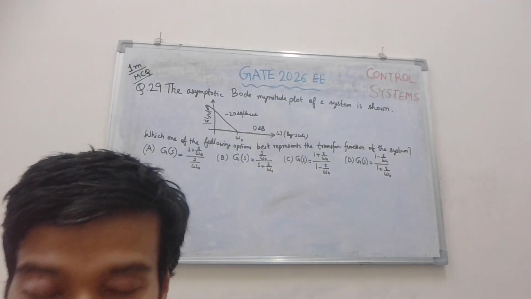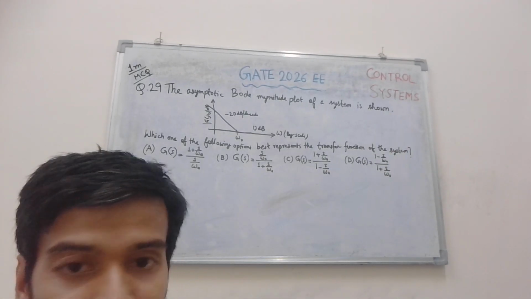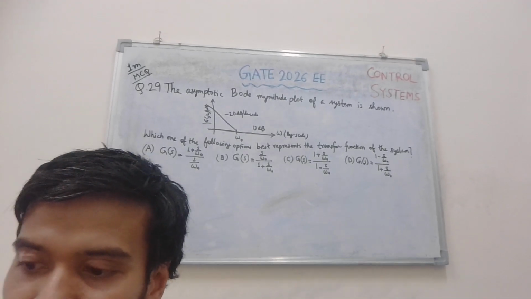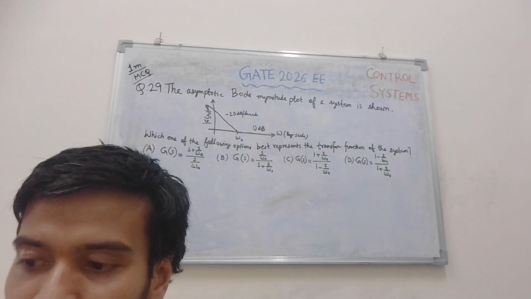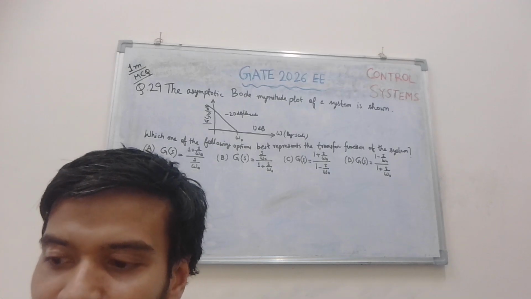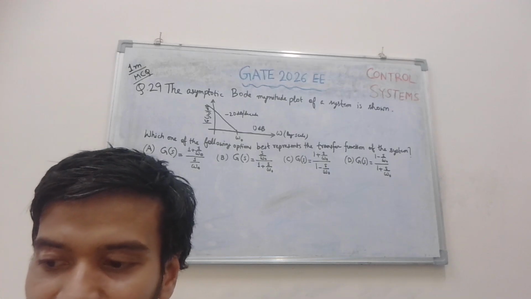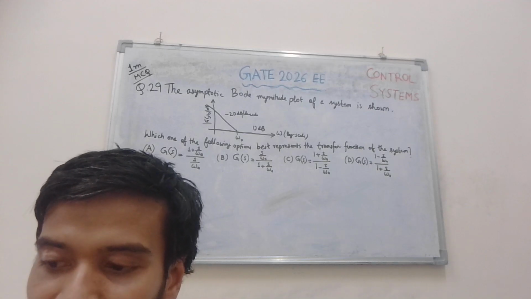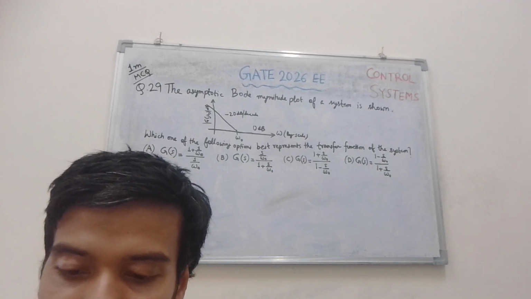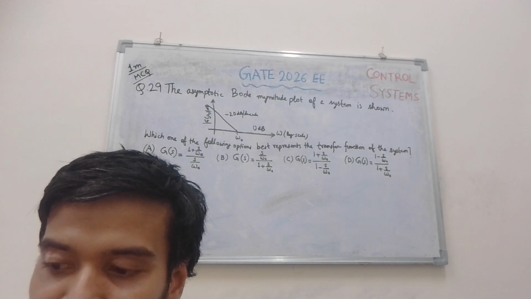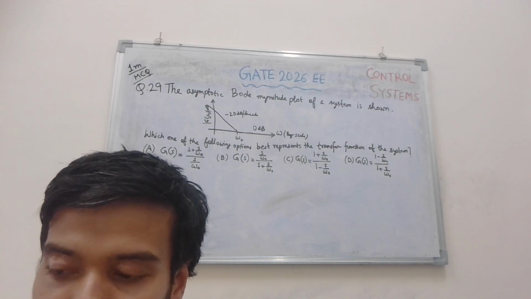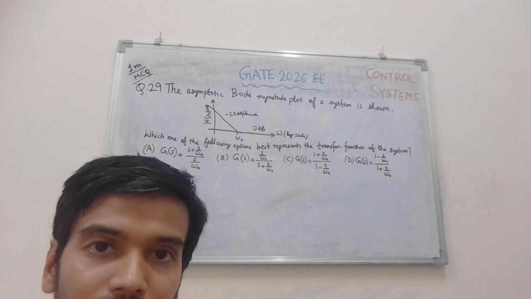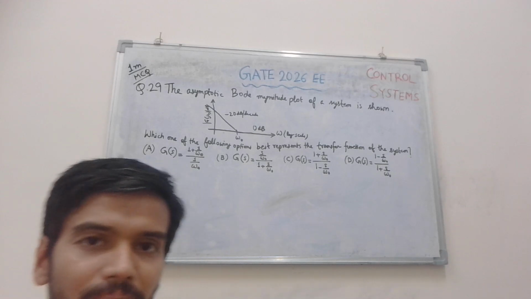So 1 mark MCQ type. And the question goes like, asymptotic Bode plot of a system is shown. Which of the following options best represents the transfer function of the system? And options are given as A, G of s is equal to 1 plus S by omega naught by S by omega naught. B, G of s is equal to S by omega naught by 1 plus S by omega naught. C, G of s is equal to 1 plus S by omega naught by 1 minus S by omega naught. And D, G of s is equal to 1 minus S by omega naught by 1 plus S by omega naught. We want the solution. Pretty simple question, a very basic concept.